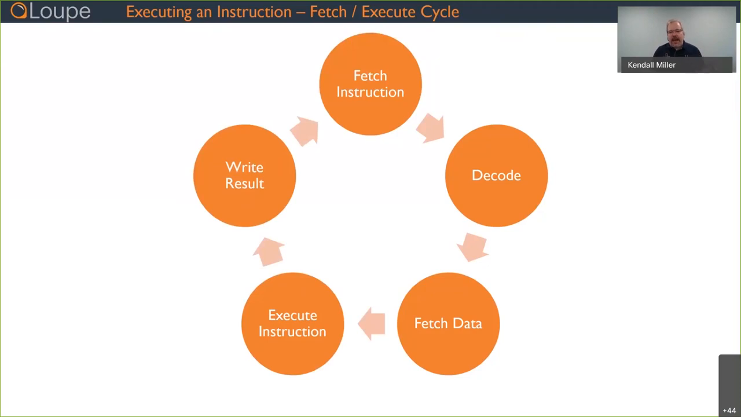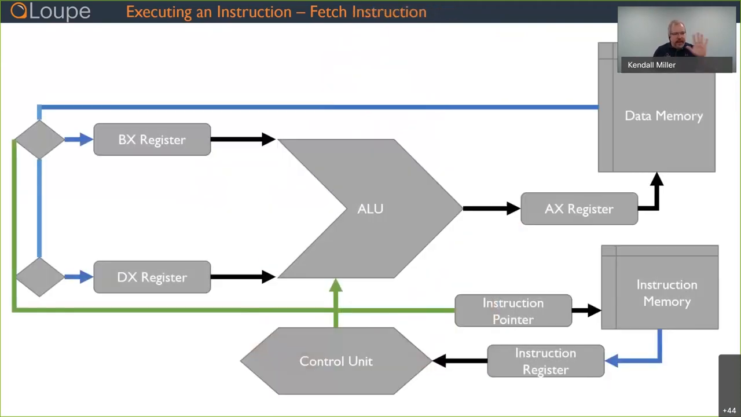Now let's walk it through that diagram we started with. So here's the diagram we started with. And just to refresh ourselves again, you notice a couple of things on here. We've got our output register here, AX. We've got our ALU, which was the logic unit, the thing that actually knows what to do.